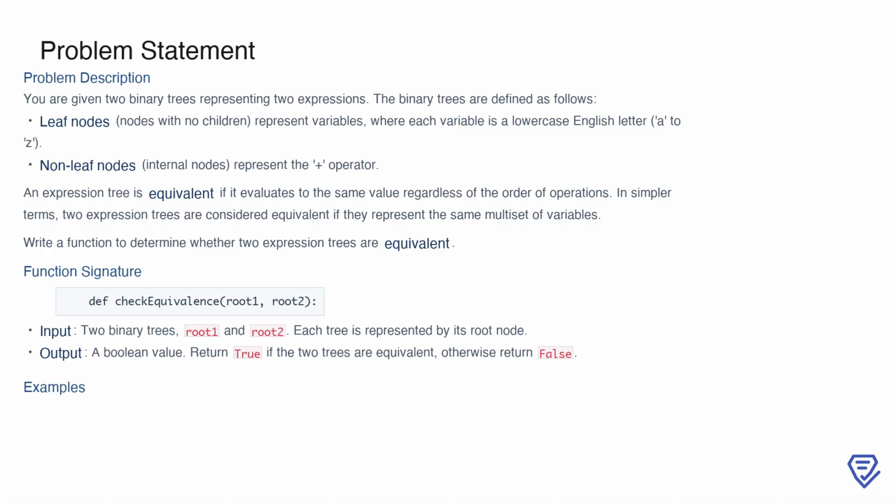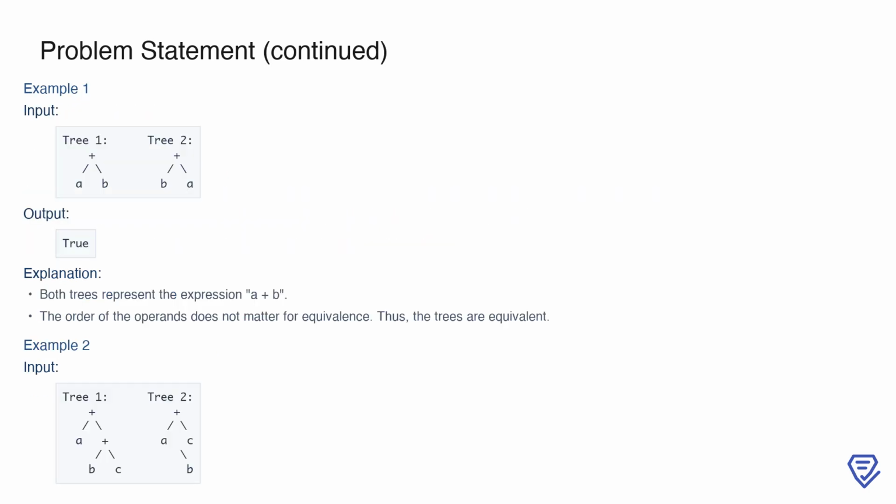Our goal is to implement the function checkEquivalence, which takes the root nodes of these two trees as input and returns a Boolean value: true if the trees are equivalent and false otherwise. Let's look at an example to understand this better.